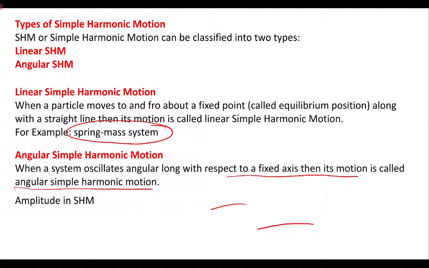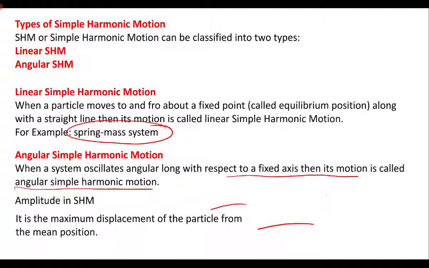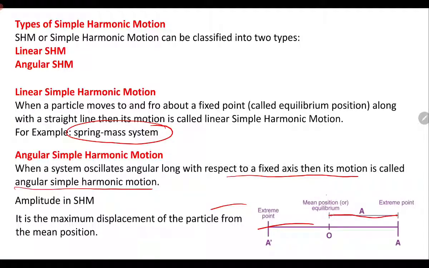Let us see how to calculate the amplitude of SHM. What is amplitude? It is the maximum displacement of the particle from the mean position. You can see in this picture, this is amplitude A. So this is the mean equilibrium position, and these are the two extreme points. So you can see this amplitude A.